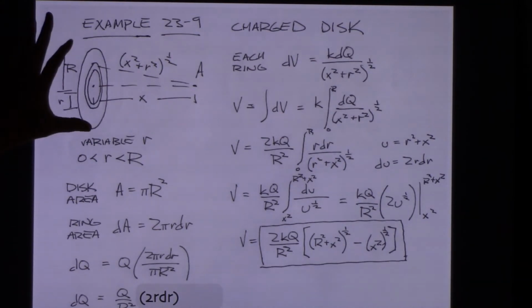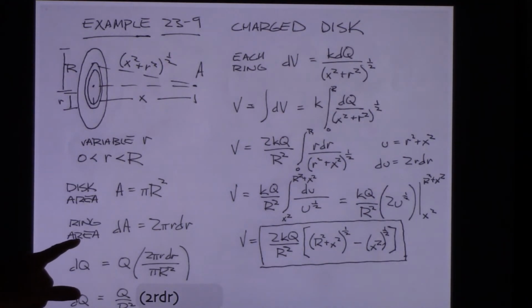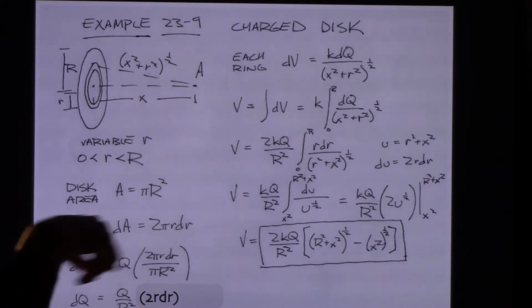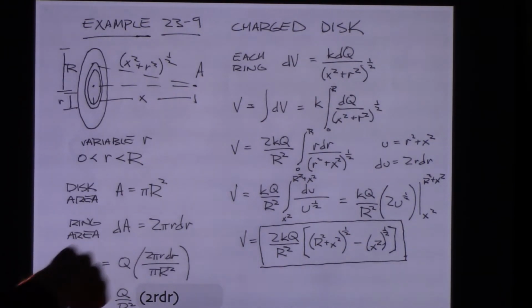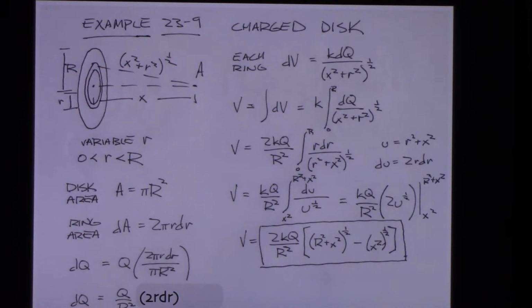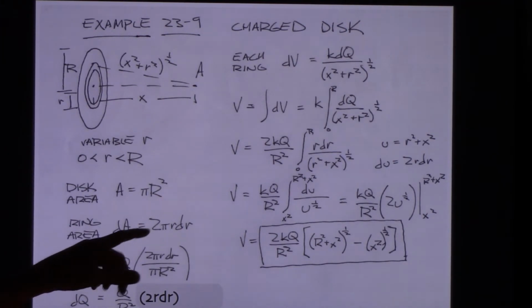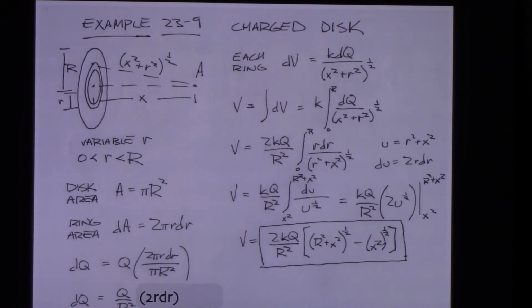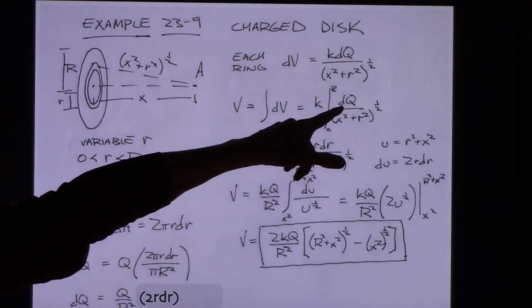The disk area here is pi r squared. The area of each ring is 2 pi r, that's the circumference around, with a thickness of dr. Now we've seen this before, and that's why I'm moving through this a little quickly. We saw this back in chapter 21 when we integrated for the electric field. So the dq formula that I came up with looks the very same as it did back then, so that gets substituted in for dq.